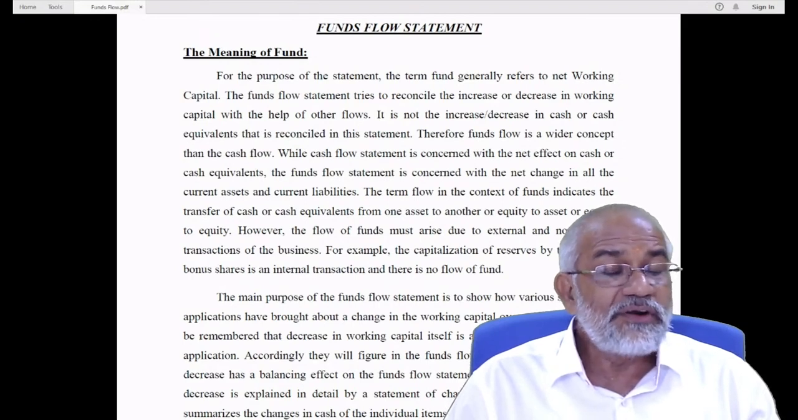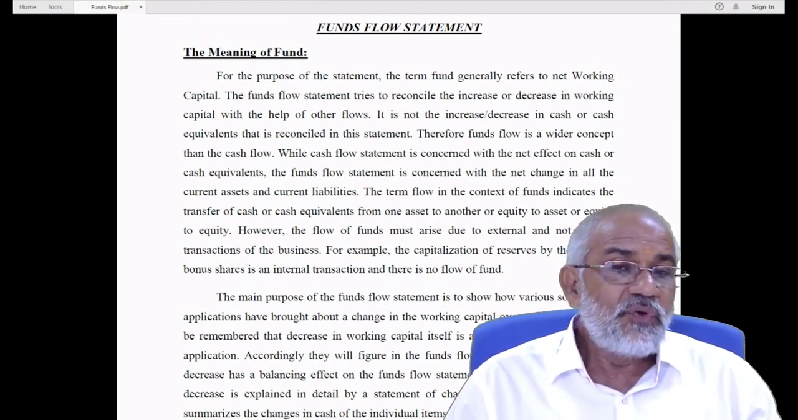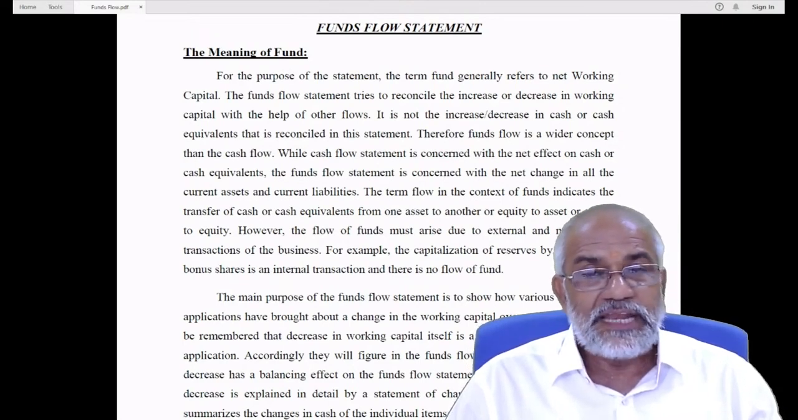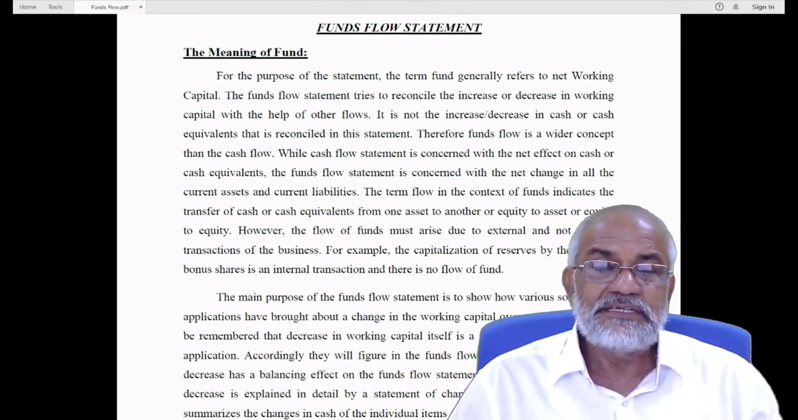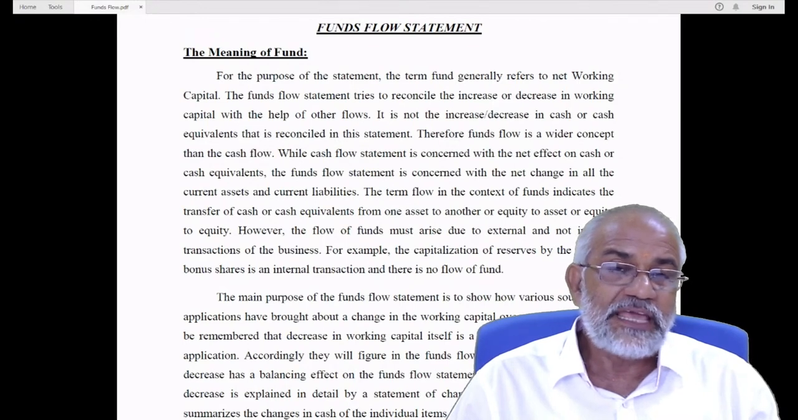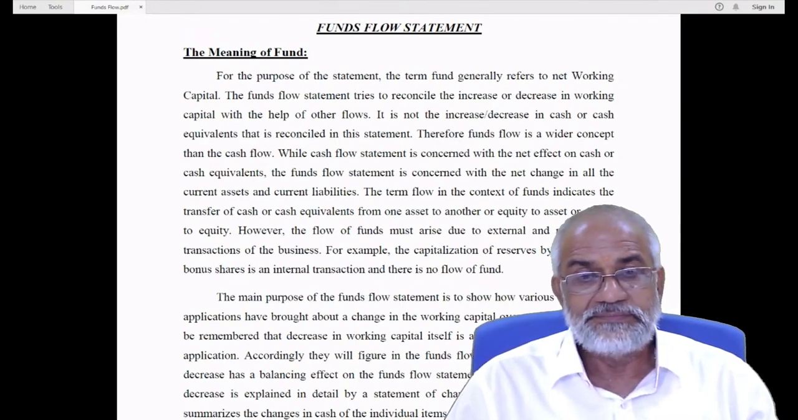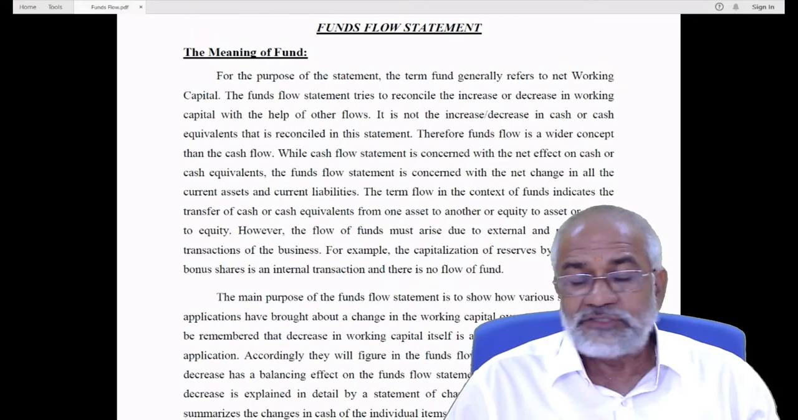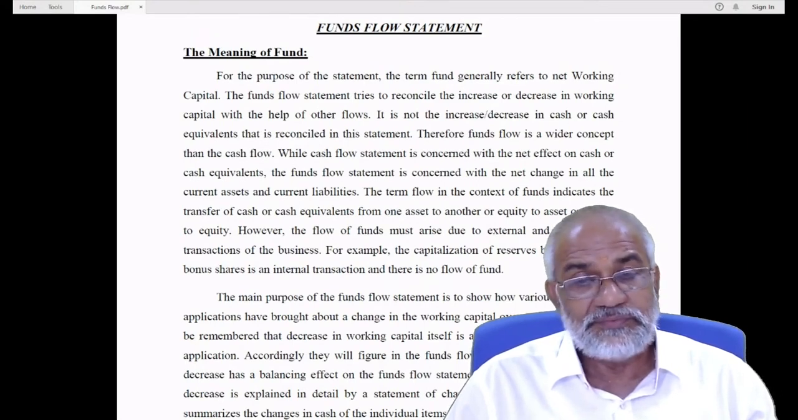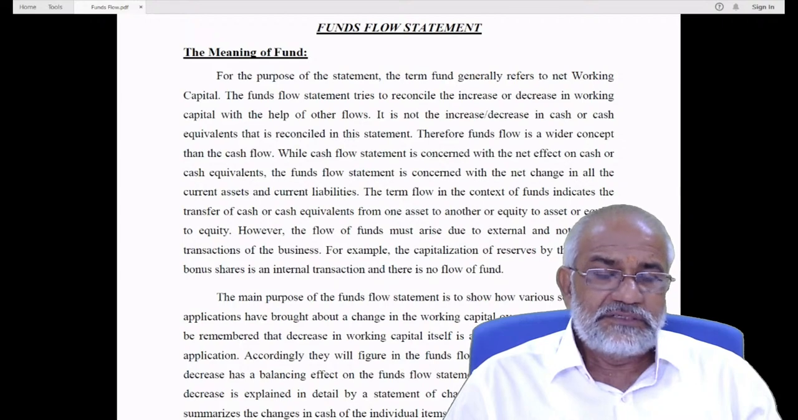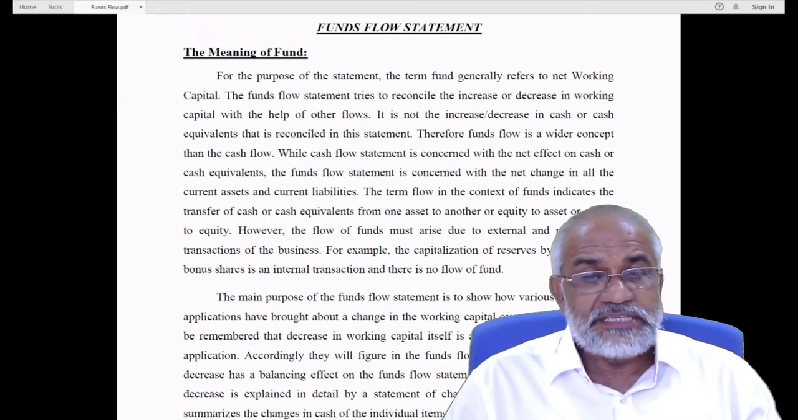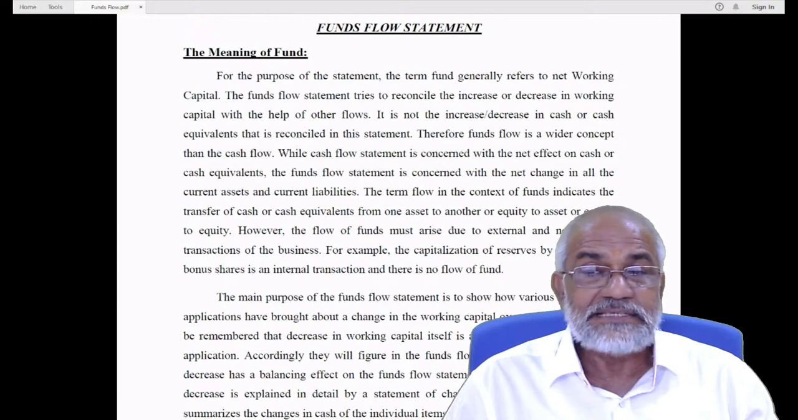So how does that flow of fund take place? I'm giving an example. Suppose the current asset of a particular organization is say 1 lakh rupees and the current liability is 50,000. So the fund would be 1 lakh minus 50,000, that would be 50,000 rupees. That would be the fund, or the net working capital. At this juncture, suppose 5,000 rupees is recovered from a debtor in the form of cash.